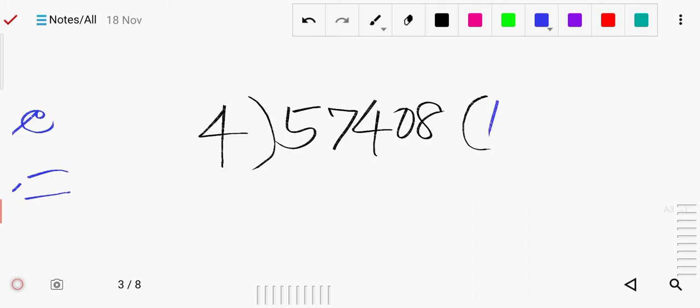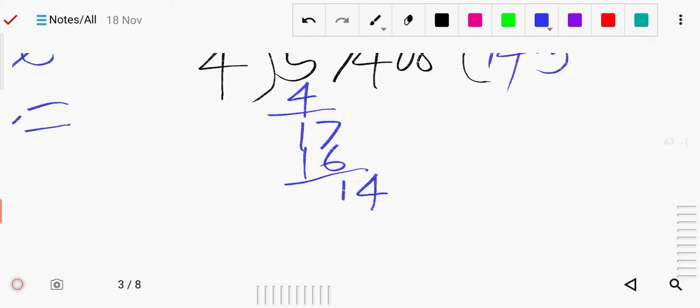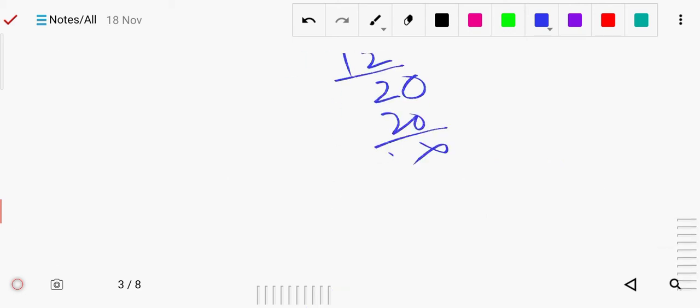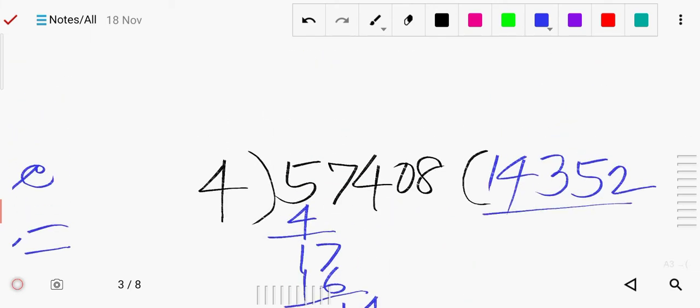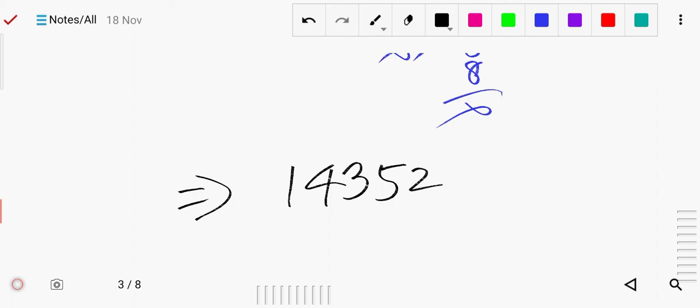Now 4 ones are 4, so it will be 1, 4 fours are 16, so again 1. Now 4 will come, 4 threes are 12, so 2 will be left. Then 0 will come, 5 times 4 is 20. Now 8 will come, 2 times 4 is 8. So after dividing we got 14,352 gram.